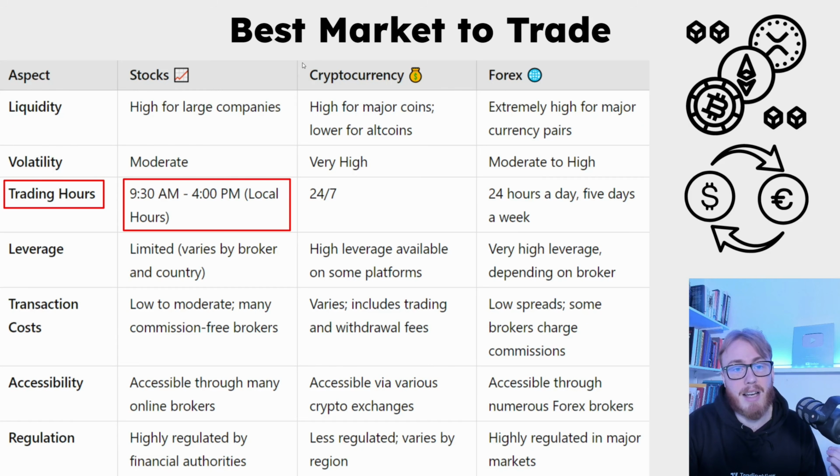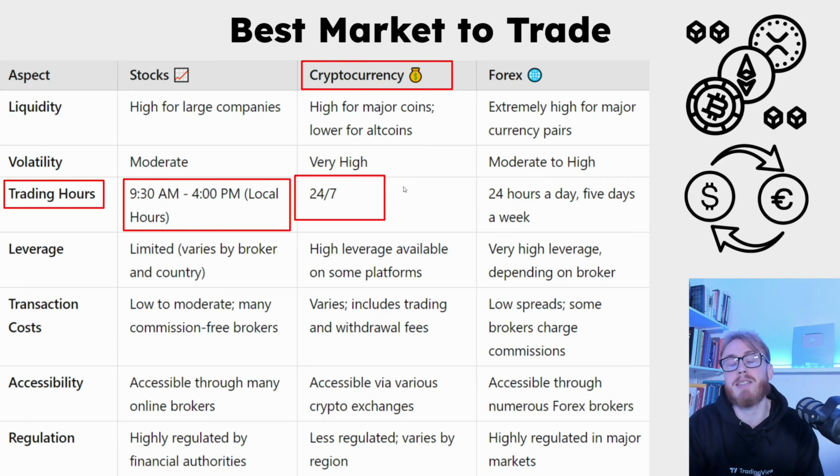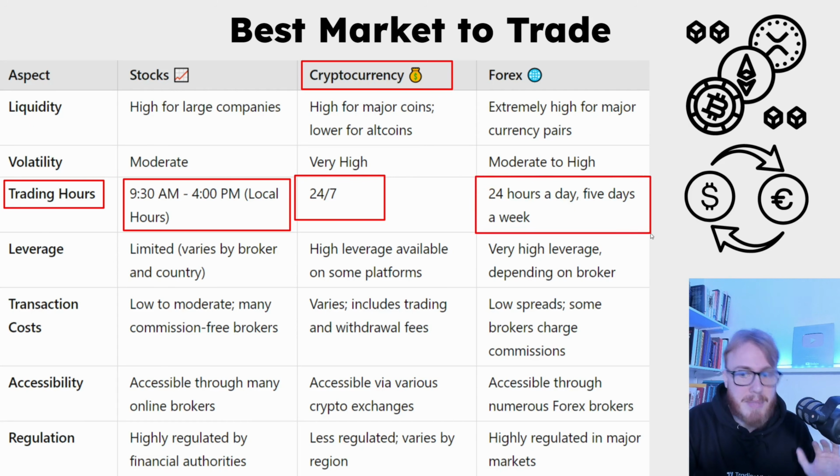One of the biggest advantages of cryptocurrency is that the crypto market is open 24/7. It's never closed. That's a very good thing about crypto. Forex here is a sort of medium when it comes to trading hours, because Forex is open 24/5. So it's open 24 hours a day, but it's closed on weekends. So it's open 5 days a week.